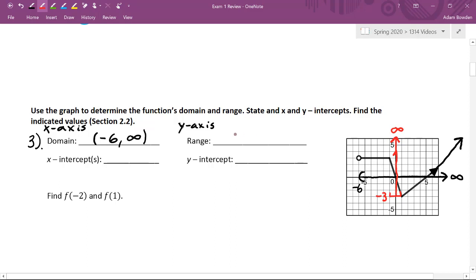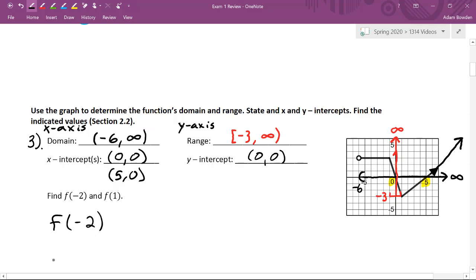Now we're going to use a bracket for -3 since the graph goes all the way down to that number, and we'll say bracket -3 comma infinity. And then the x-intercepts are where it crosses the x-axis, and there are two locations where this happens, at 0 and at 5 on the x-axis, and so those are the points (0, 0) and (5, 0). The y-intercept is also the point (0, 0).